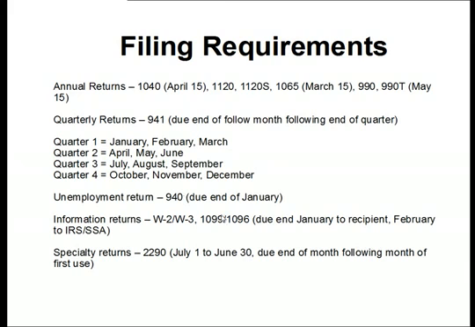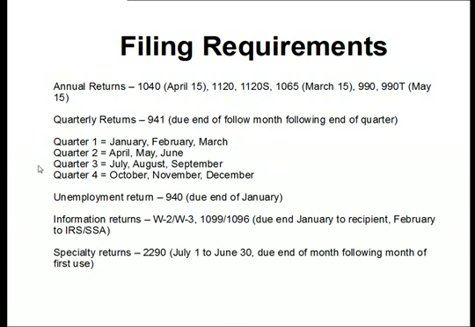And in case you don't know how quarters are broken down, real quickly, the first quarter of a calendar year is January, February, March. Second quarter is April, May, June. Third quarter is July, August, September. Fourth quarter is October, November, December.